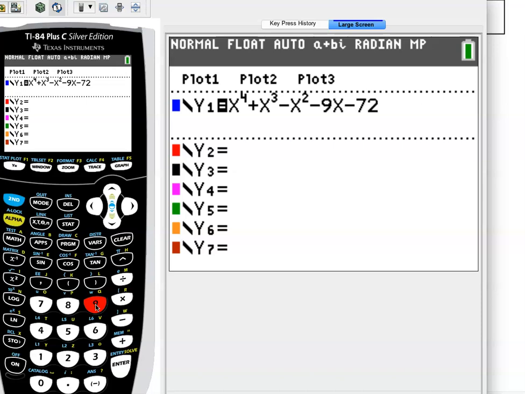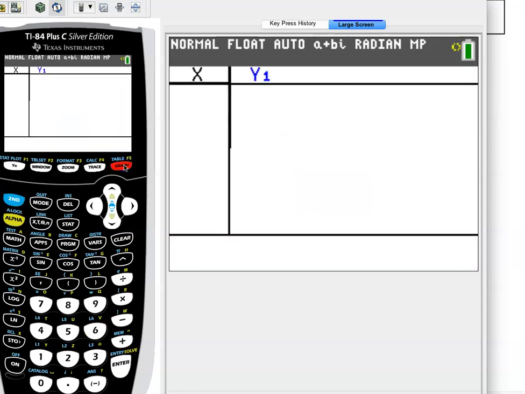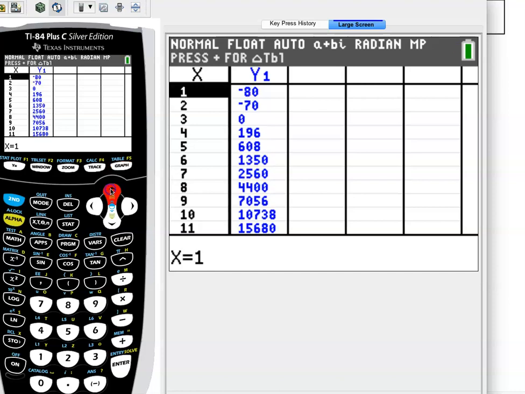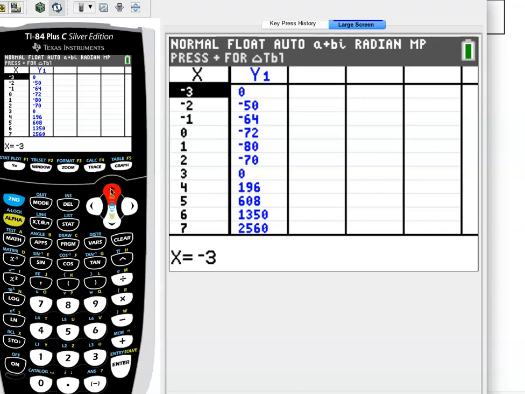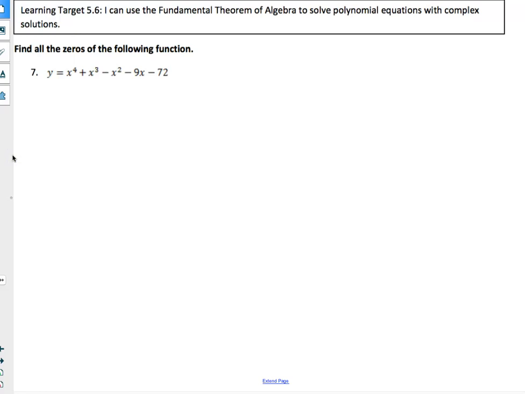All right, I got Zoom 6 going on here. Looks like -3 is a 0, and it looks like 3 is a 0. Second graph, look at the table to verify. 3 is a 0, arrow up. And -3 is a 0. So those are the two I'm going to use. There are 4 answers because it's x to the fourth. I'm using 3 and -3 for my calculator. 3 does go into 72. It's a factor of 72, so I could have gotten that if I'd have listed my possibilities.